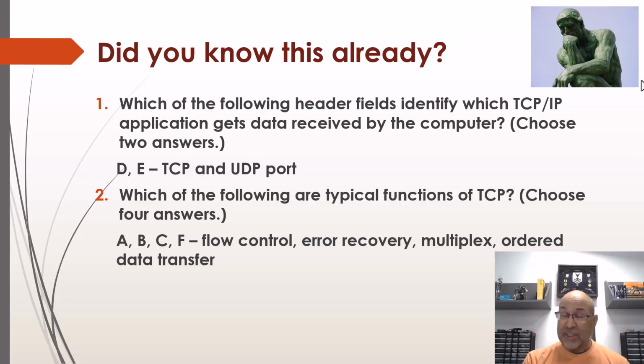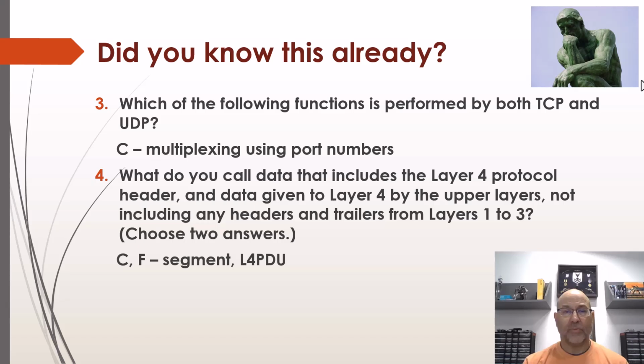Question number 2, which of the following are typical functions of TCP? Remember that we're talking about TCP here, not UDP, and TCP, that mother hen protocol, does all of these things: flow control, error recovery, multiplexing, ordered data transfer, right? Those sequence and acknowledgement numbers and the window size. Question 3, which of the following functions is performed by both TCP and UDP? So UDP doesn't have those advanced functions, but they both do that multiplexing using port numbers.